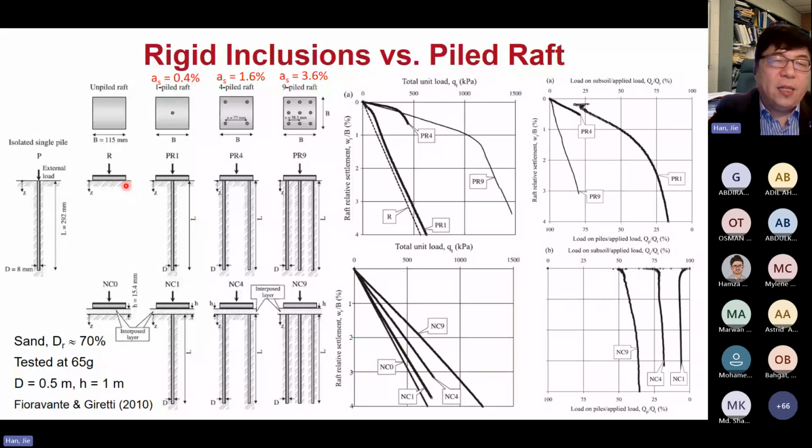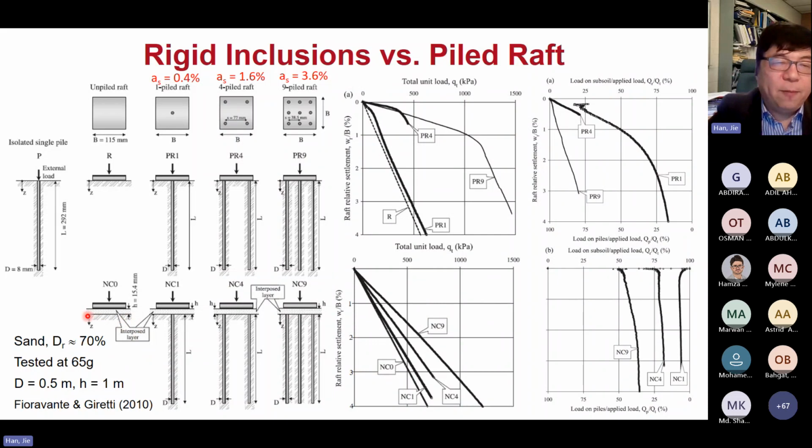The first one is just on the natural soil, that is R1, basically that curve. If you add one pile, of course you increase some capacity; add 4 piles, you increase more capacity; add 9 piles, increase more capacity. Then if you look at how much load is carried by the soil as compared with the total load, if you have 9 piles, the soil carries less load. If you have only 1 pile, the soil carries most of the load. If you don't have a pile, the soil carries 100%, right? That makes sense.